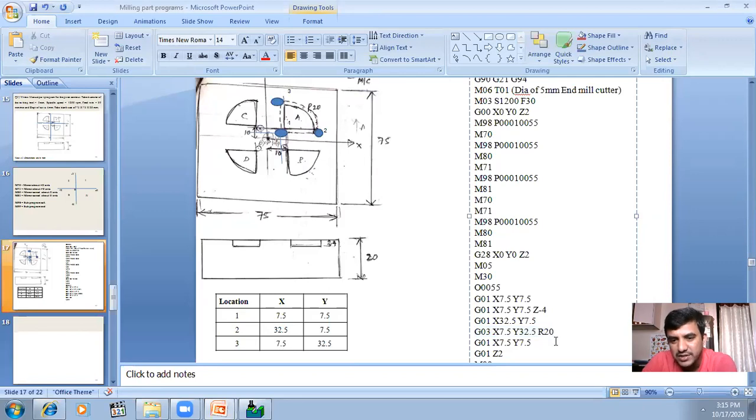Now I have written the radius wrong here. Actually, the radius of the curve is how much? 20. But I want to consider the radius of the cutter also, that is 22.5. So make the correction. G03, X 7.5, Y 32.5.